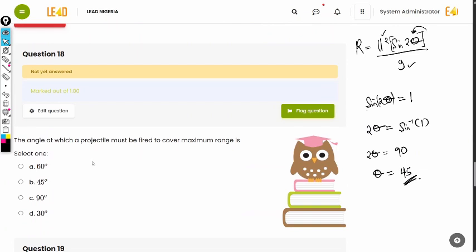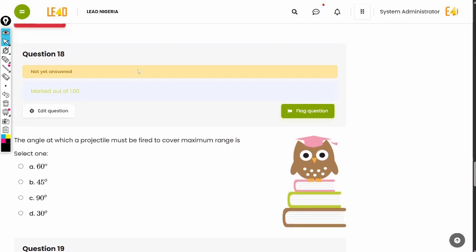Okay, so question 18 says, the angle at which a projectile must be fired to cover the maximum range is 45 degrees. So we can use the formula for range, which is u squared sine 2 theta over g. Keeping u and g constant, we are trying to look at what we would put here that will give us the maximum value for sine 2 theta.